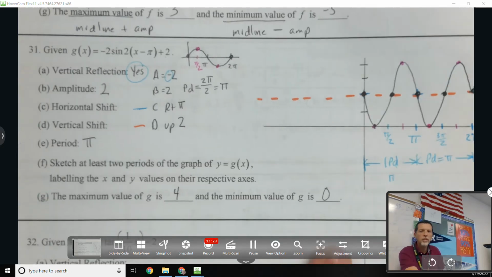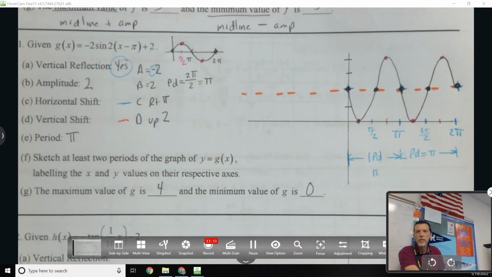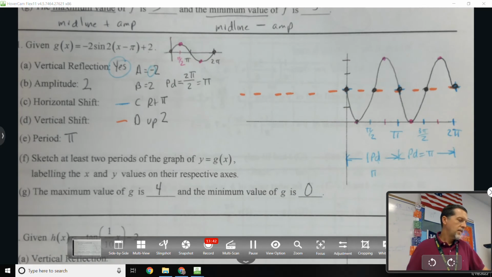Questions specific to 31? Anything on that graph? Those properties? Question? You were going to ask one? Oh yeah. Number 11.